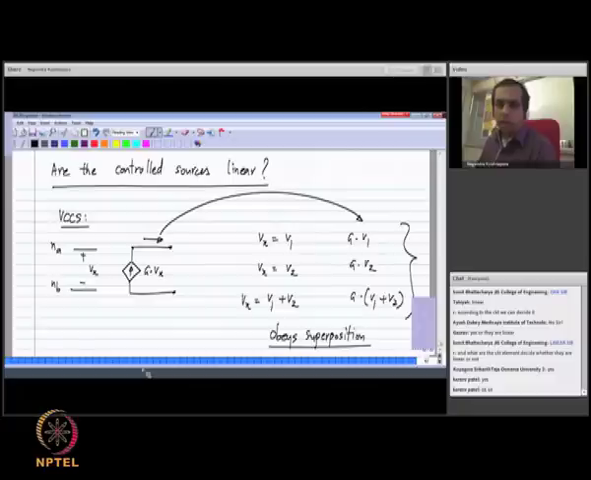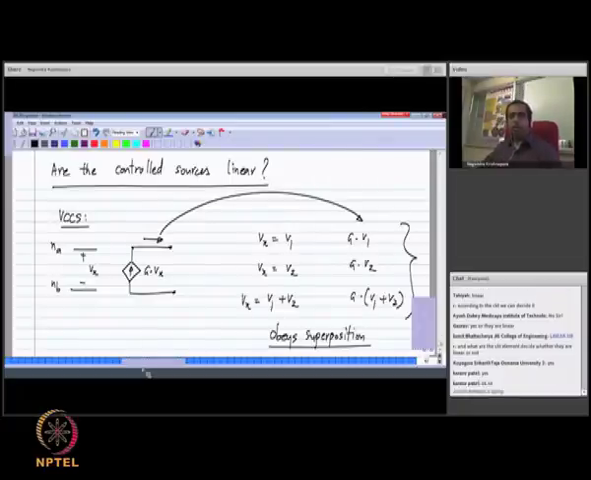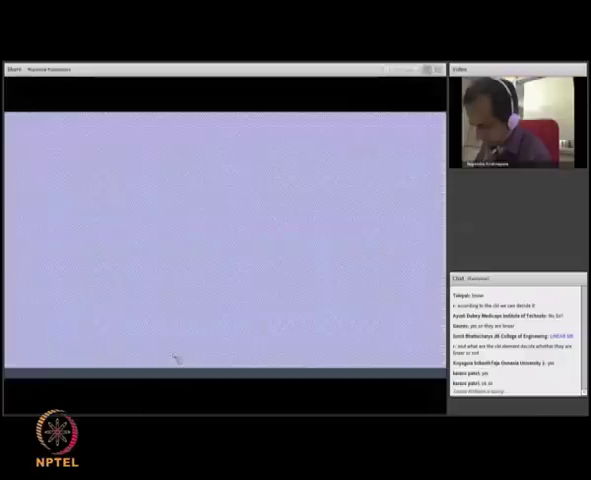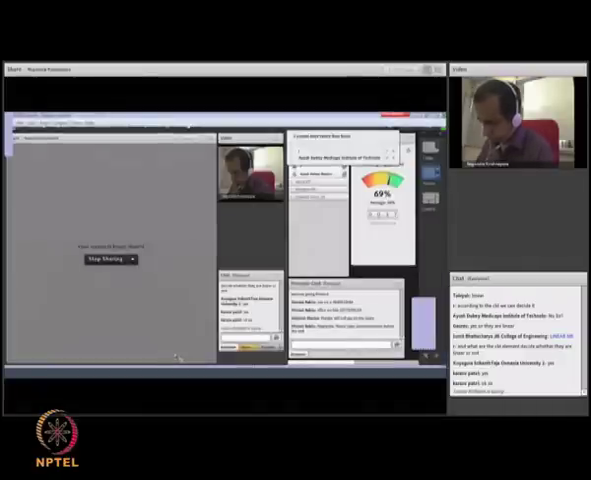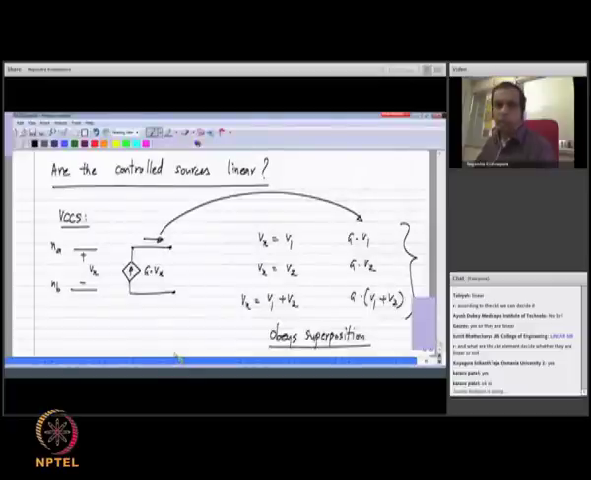Any other questions about control sources? Right now, I will not use them. I showed very simple circuit examples with control sources. Later, when we come to full-fledged circuit analysis, we can analyze circuits that include these control sources. Okay? Any other questions about control sources?